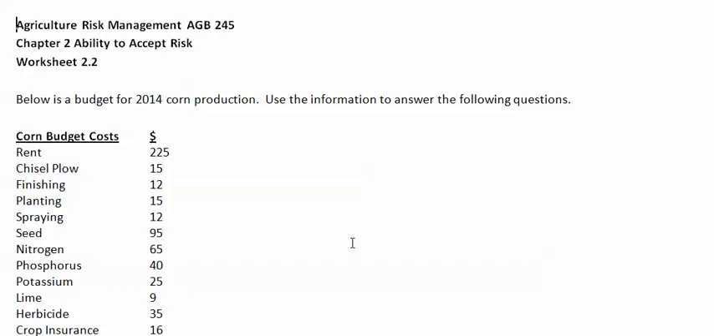What we're looking at here is a production budget for corn and soybeans, and what we're going to look at is the various outcomes that we can anticipate with various yield production. And so let's go ahead and get started.